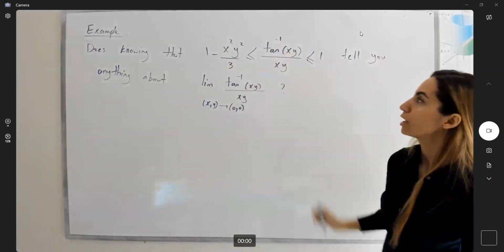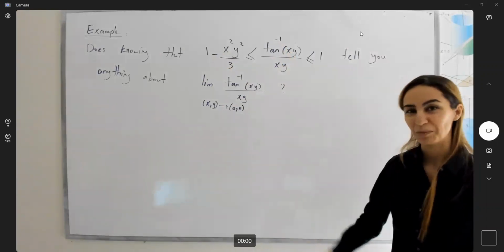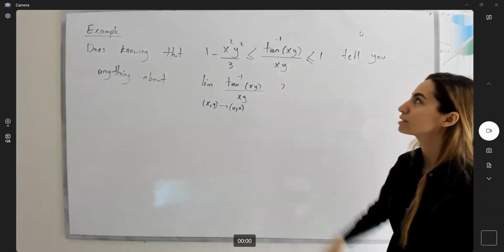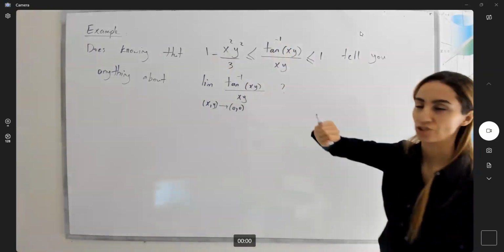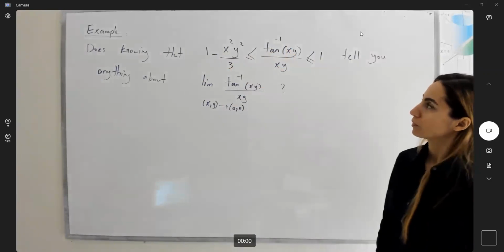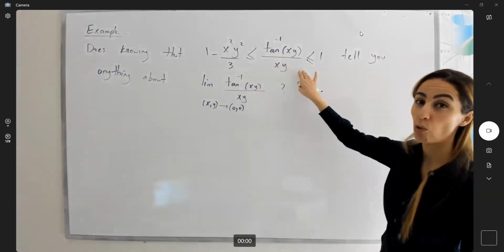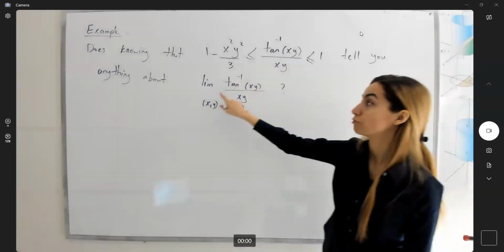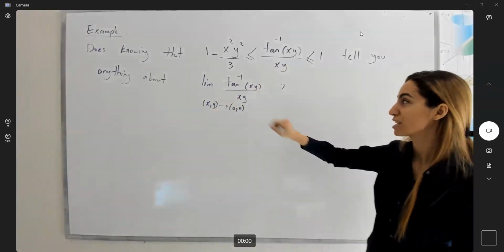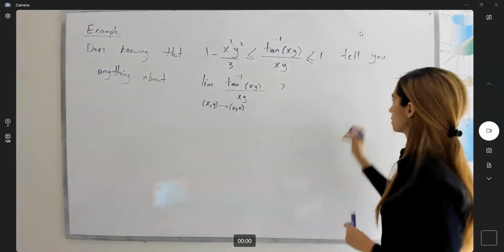Well, you can derive these formulas using series from your elementary calculus. You can squeeze the function inverse tangent xy divided by xy between these two. And then knowing that you have this inequality helps you to find the limit of inverse tangent xy divided by xy. So let's go back to elementary calculus.